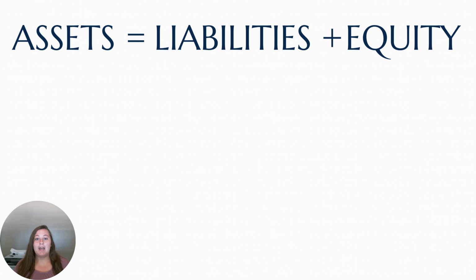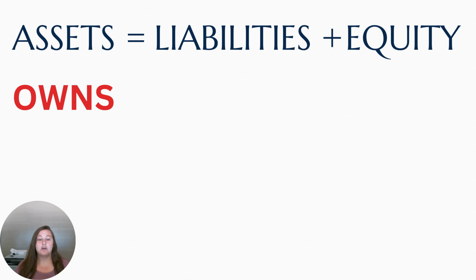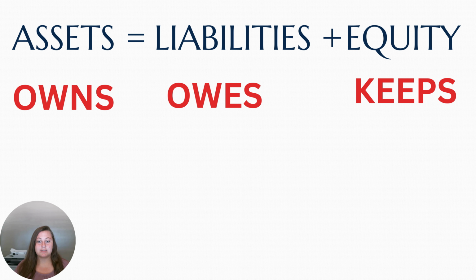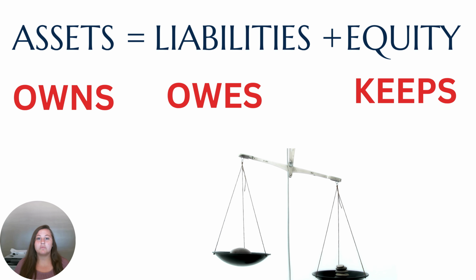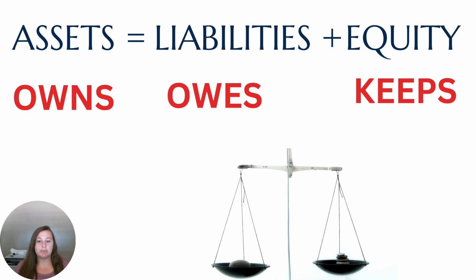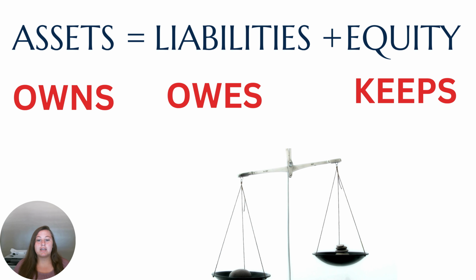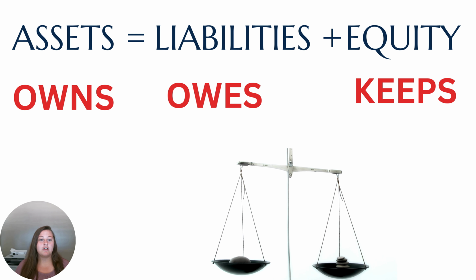To recap, assets are what the business owns, liabilities are what the business owes, and equity is the owner's claim on the business. The accounting equation again is assets equal liabilities plus equity, and every transaction affects this equation in one way or another, and the equation must stay balanced. Hopefully that explained to you why the accounting equation is much more than just a formula, and it's the backbone of accounting. Once you understand the accounting equation and assets and liabilities and equity and how they all work together, accounting becomes much easier.